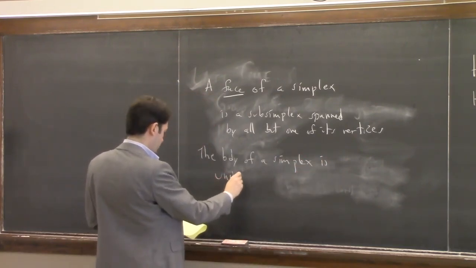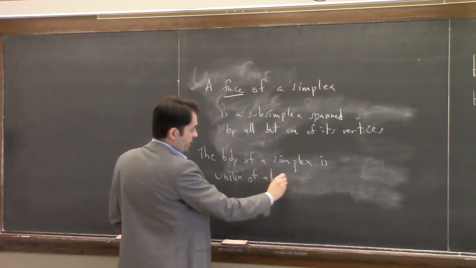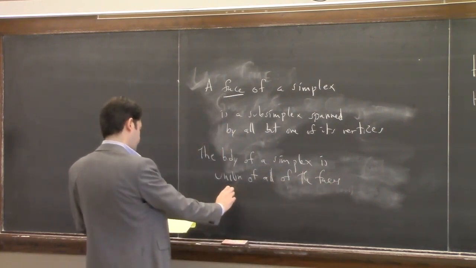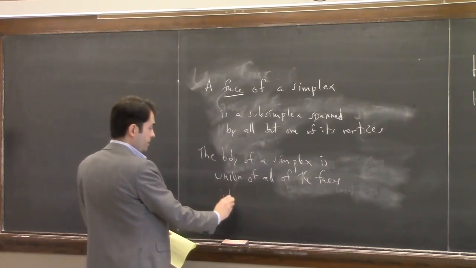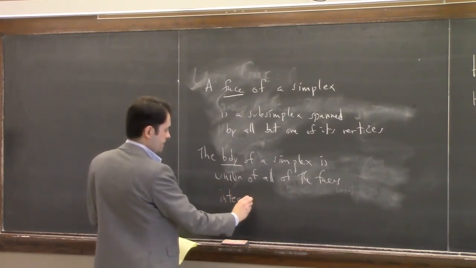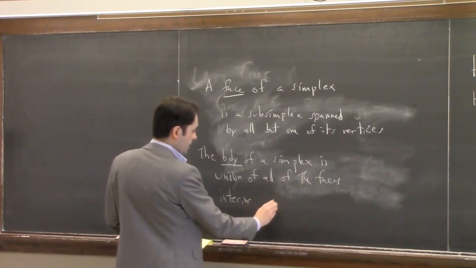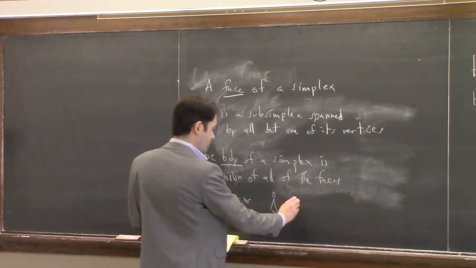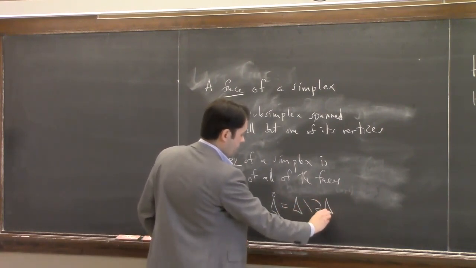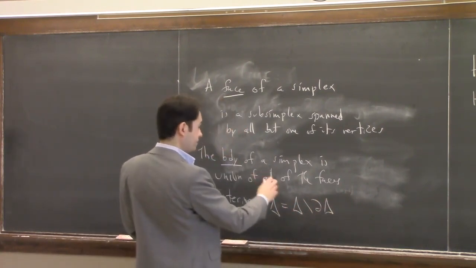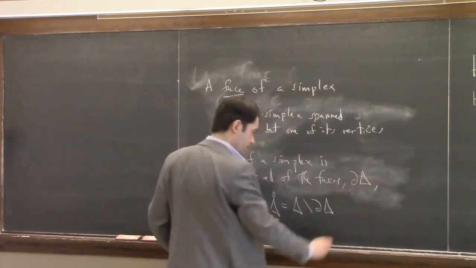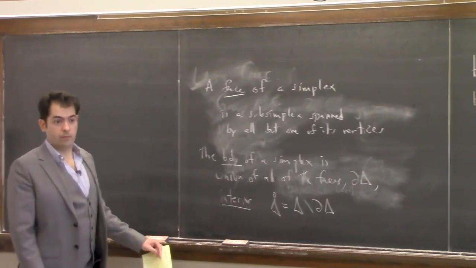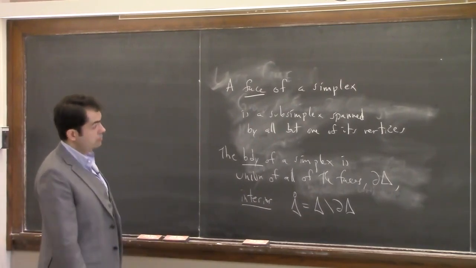The boundary of a simplex is the union of all of the faces, and the interior, which we'll denote with a circle on top, is this minus the boundary. Right? So this will denote like that. Okay, so exactly what we're used to.